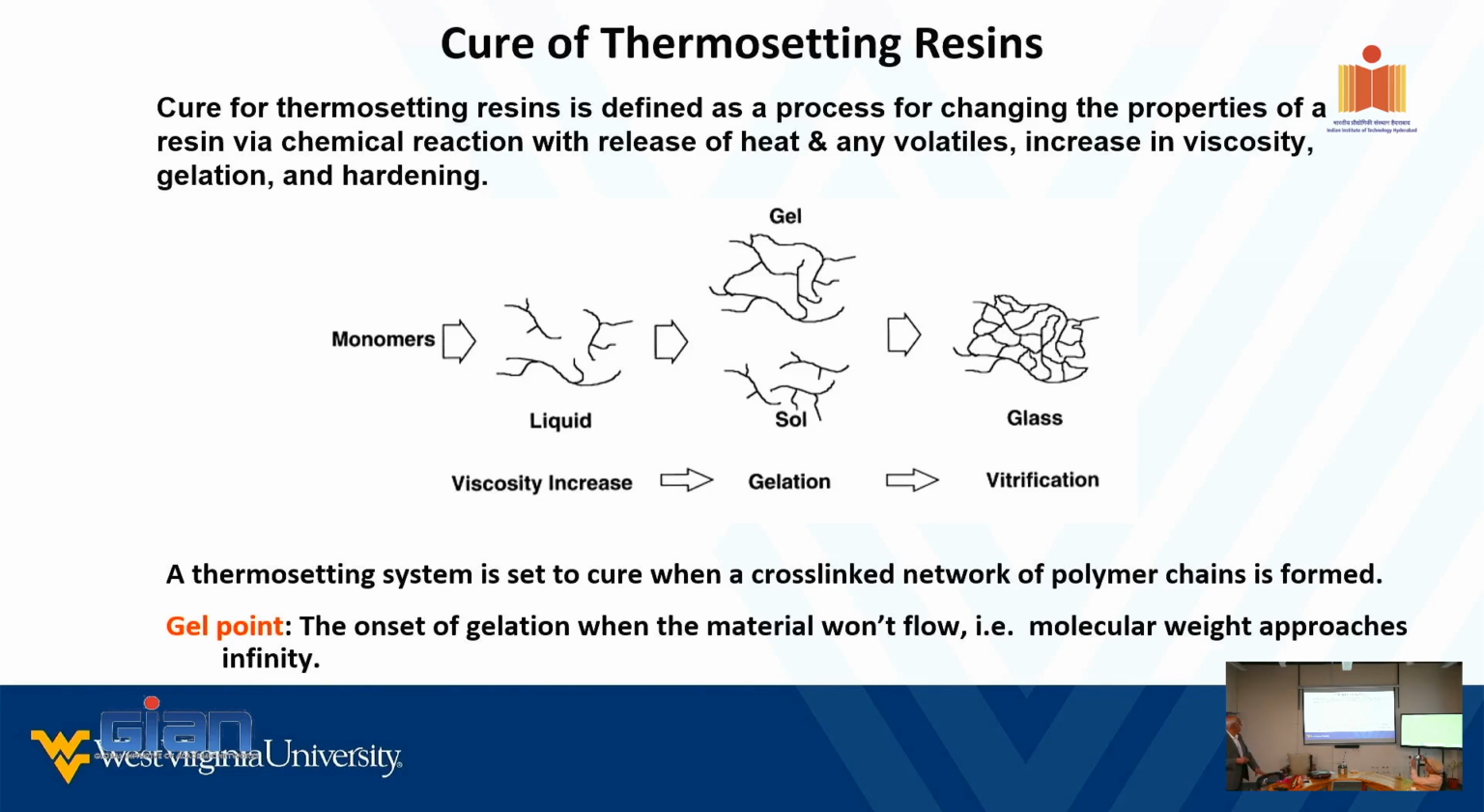Curing. So you see the monomer on the left and vitrification on the right. That is how a resin is going to be cured. That's how a resin will be cured. When it cures, it cross-links and binds the fibers together.